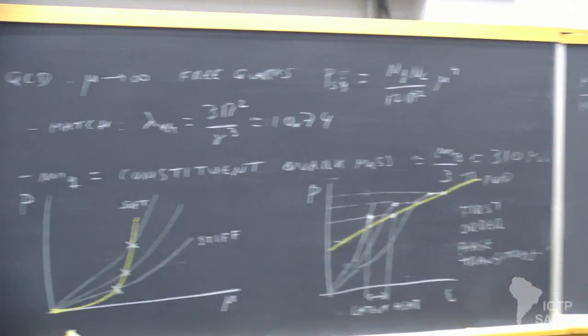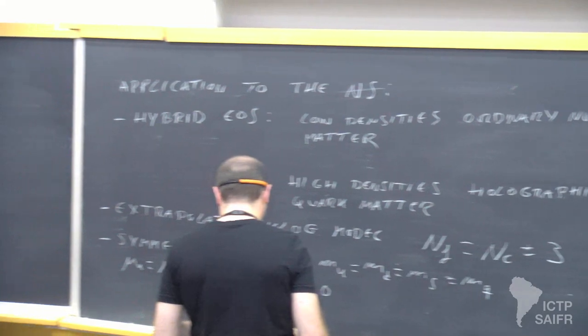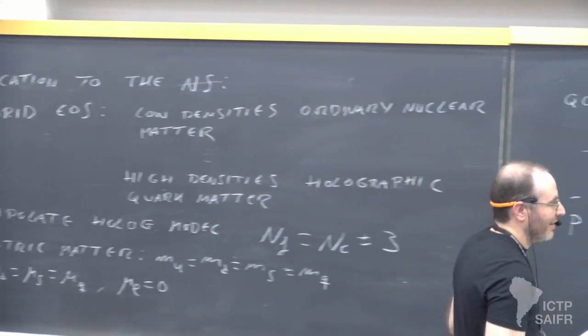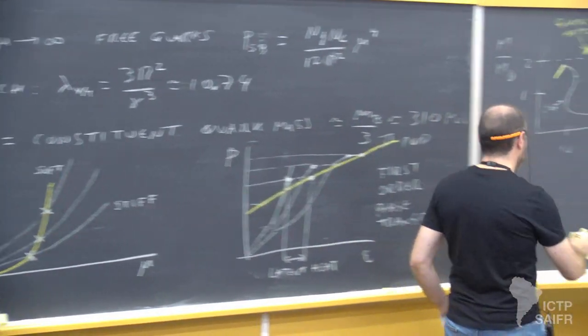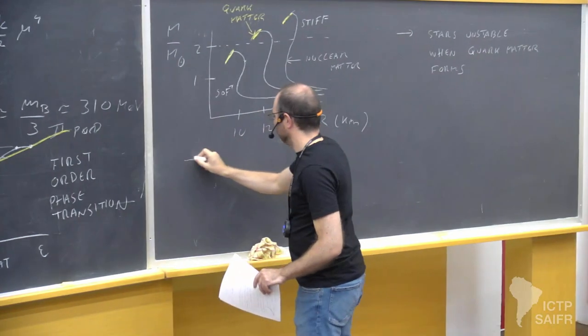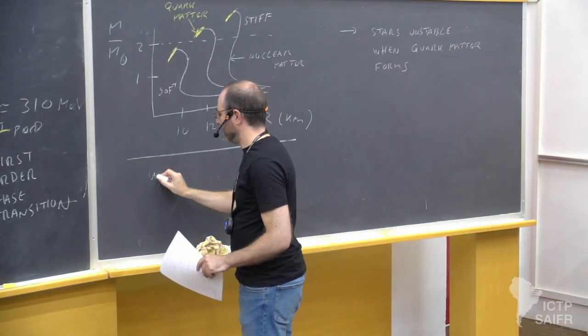So there are other models that also have this deconfined phase, that people have used to model neutron stars. One is the Witten-Sakai-Sugimoto model.